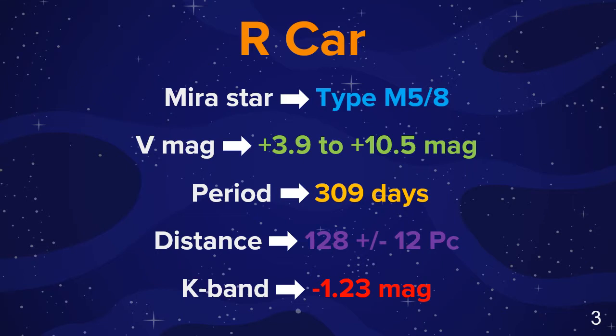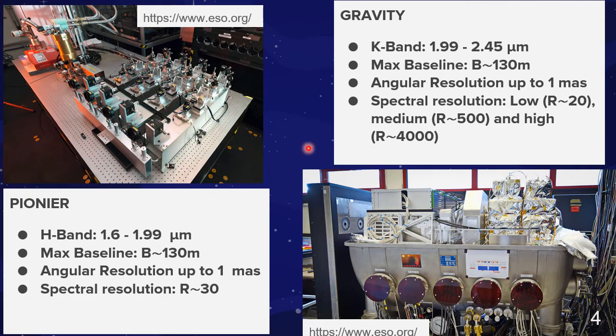These are the characteristics of R Car, the star that we are analyzing with interferometric imaging. This star is very important to study given that it is very bright in the near infrared and also is at a short distance with respect to other AGBs. We perform our observations with GRAVITY and PIONIER, which are part of the Very Large Telescope Interferometer, VLTI. You can see here and here the characteristics of each instrument.